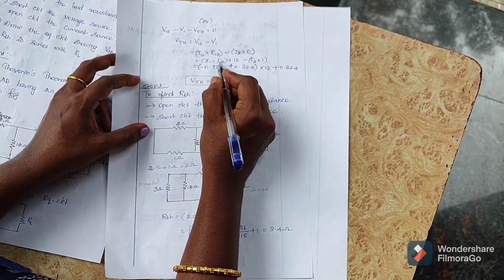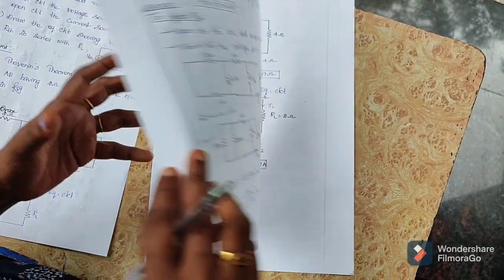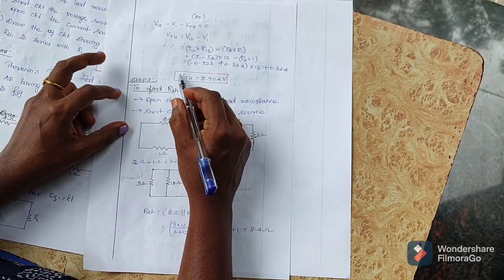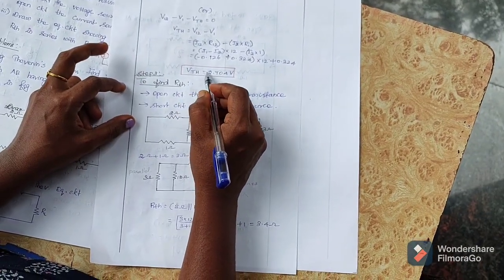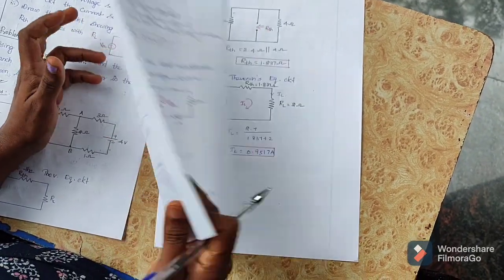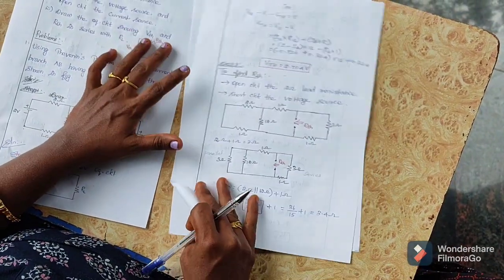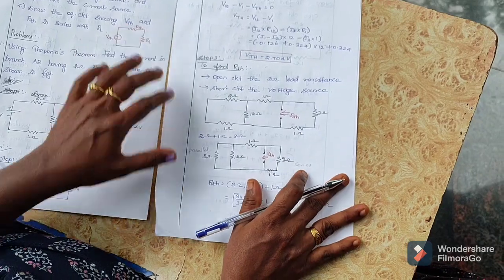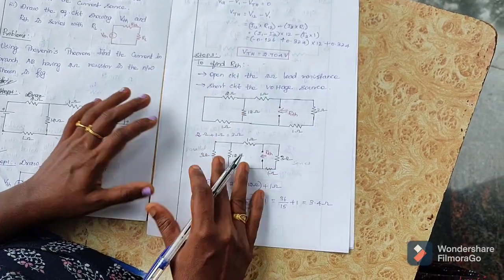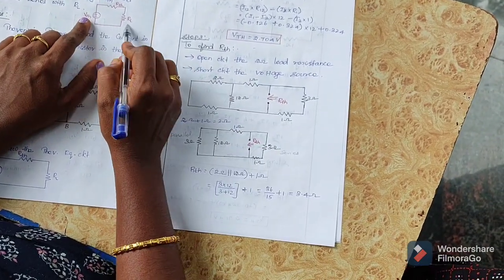Now apply all the values. We know the value of I1 and I2. Substitute all the values. Simplify this, you will get the value of VTH as 2.704 volts. So whether you find it from this side or from that side, VTH will come the same. Okay, then step 3. Now we know the value of VTH and RL.